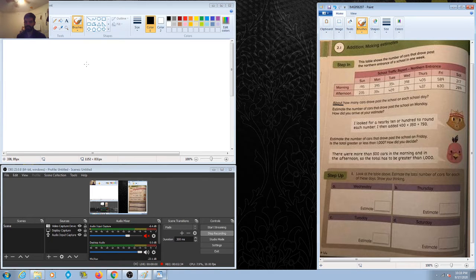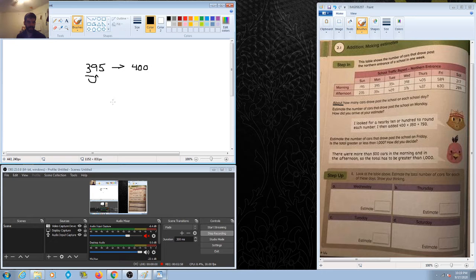So let's review a little bit about rounding. If we have 395, here he rounded to the nearest hundred. What he did was he looked at the place value in question, which is the hundreds place, and then he went to the right and saw that because 9 is 5 or greater, this is going to round up to the next hundred. This is going to be 400.